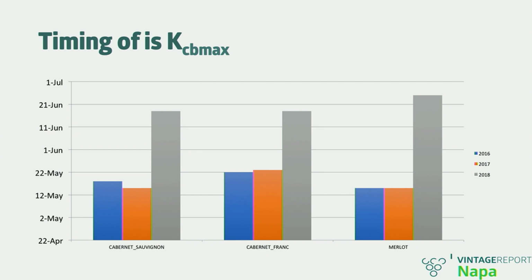And what's the picture? Well, the picture is really self-explanatory. Over the last 3 years, monitoring KCB max has shown a huge difference. The footprint of 2018 here is very blatant. You see that KCB max is being reached 4 to 5 weeks later for those 3 different varietals. And again, we measure that by looking at the flow of water inside the plant and when it tips and when it reaches its maximum value.